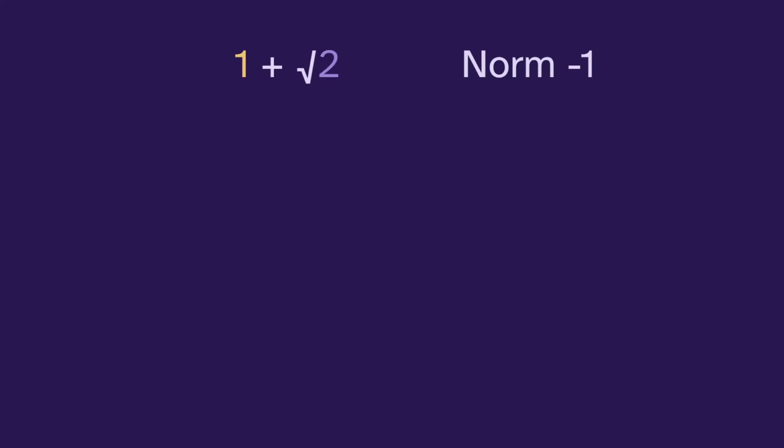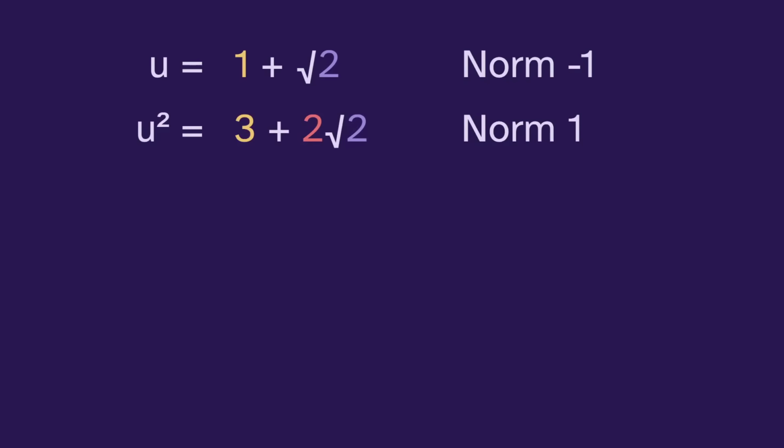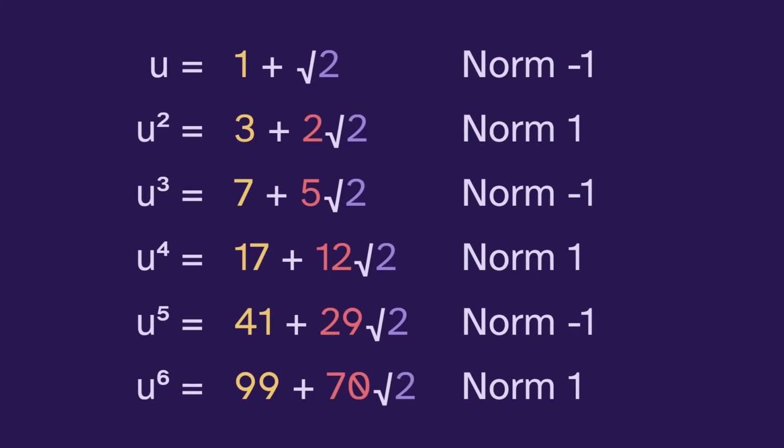For example, in O root 2, 1 plus root 2 is a unit. It has a norm of negative 1. And so we'll call it u. u squared is also a unit, and so is u cubed. And in fact, any integer power of u is also a unit, and the norms alternate between negative 1 and 1. And we're claiming these are units because their norm is 1 or negative 1.